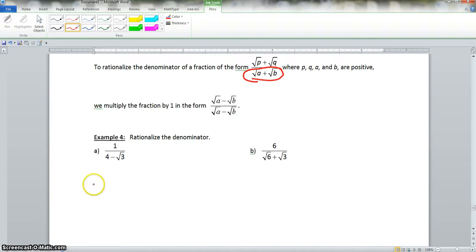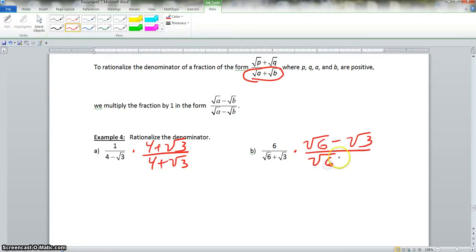So we look here at a. The conjugate of 4 minus the square root of 3, we know is 4 plus the square root of 3. And we multiply the numerator and denominator by 4 plus the square root of 3. And when we look here over at b, we will multiply by square root of 6 minus square root of 3, because that is the conjugate of that denominator.